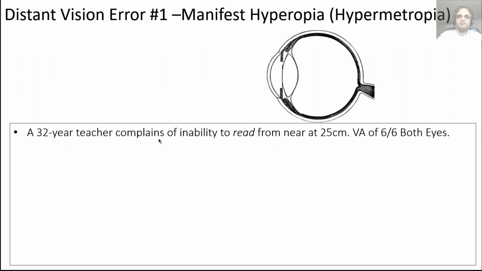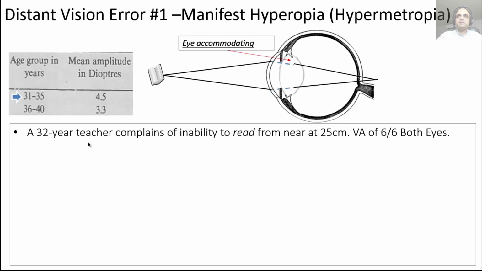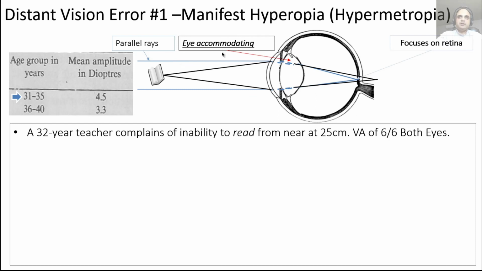And if you still don't get it, you should just go back and read what presbyopia was. A 32-year-old person shouldn't have trouble reading from 25 centimeters, because at this age there is enough accommodative amplitude left to allow comfortable near vision from 25 centimeters. So it goes without saying that some of this accommodative amplitude is being used elsewhere. And guess where else it could be used? It could be used to focus parallel light rays on the retina while the eye is accommodating.